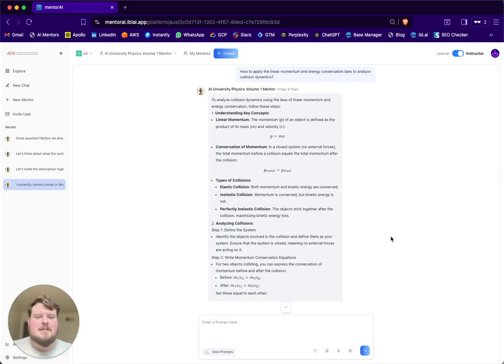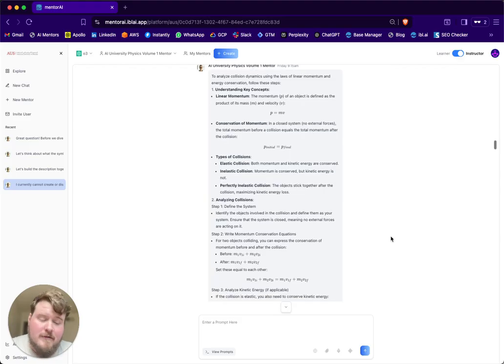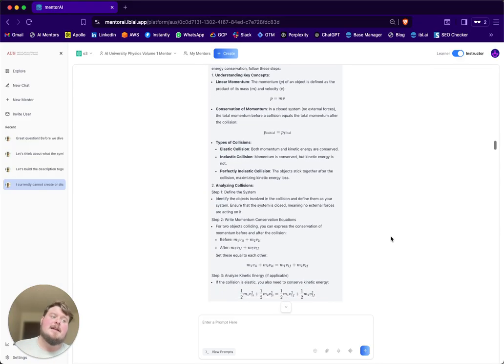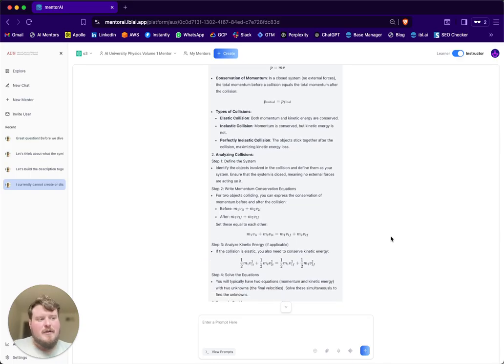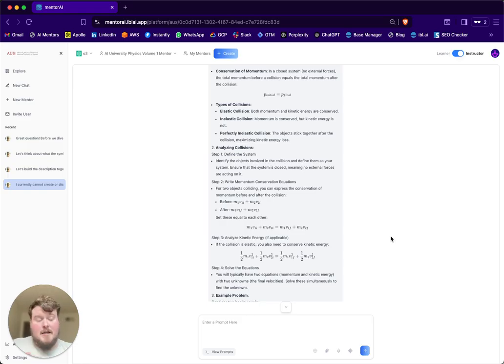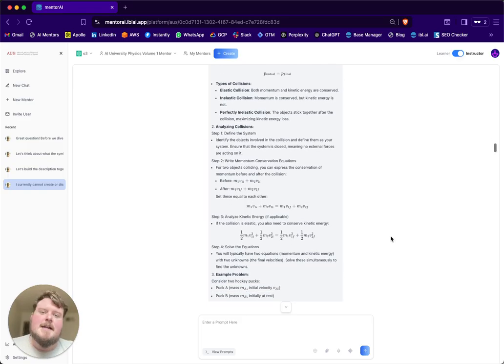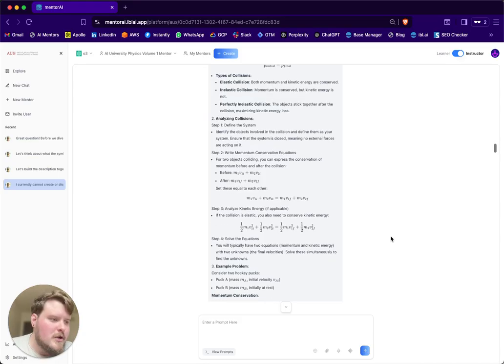Next, I'm asking how do I apply linear momentum and energy conservation laws to analyze collision dynamics. And again, this is exactly what we expect. It's exactly what I've already described. The mentor is going to break this down extremely comprehensively to make sure that everything is crystal clear, giving students the tools that they need to actually take this information and apply it to the actual work that they're doing.